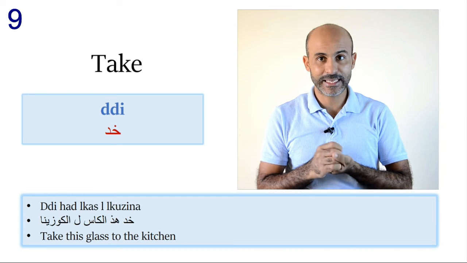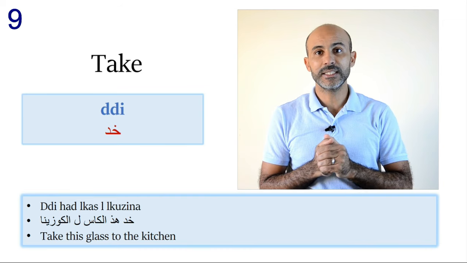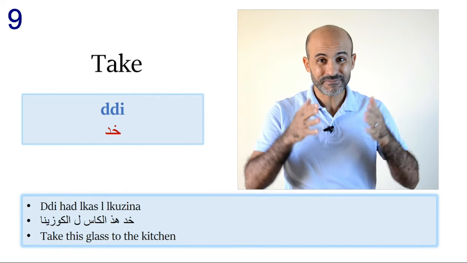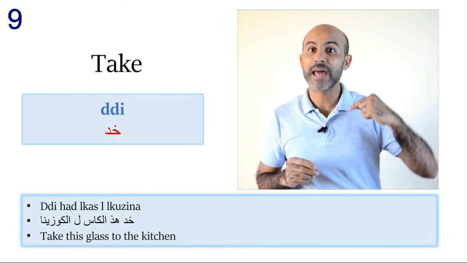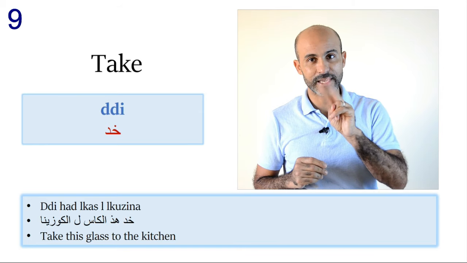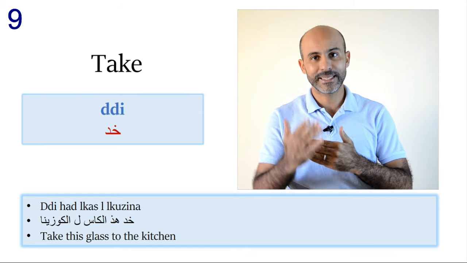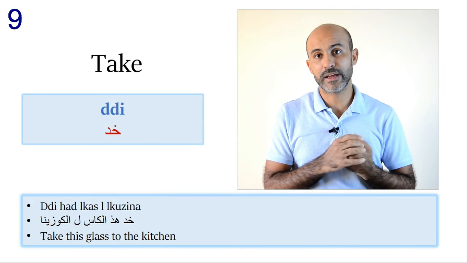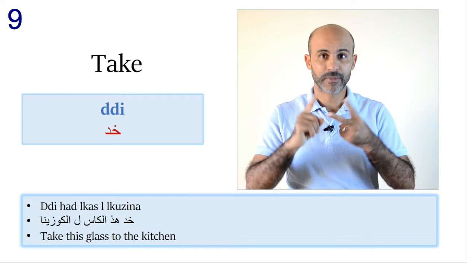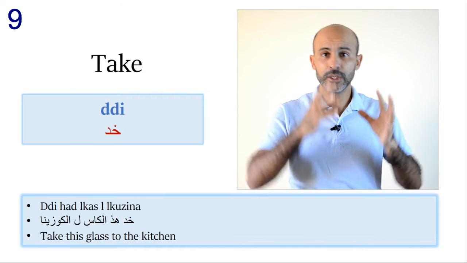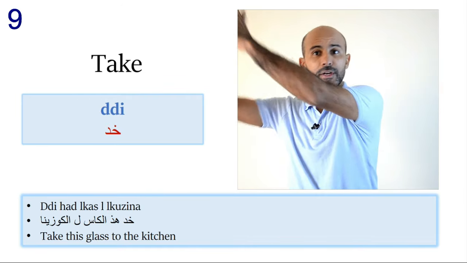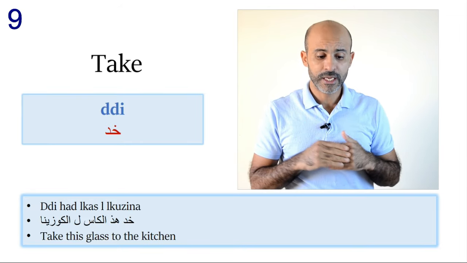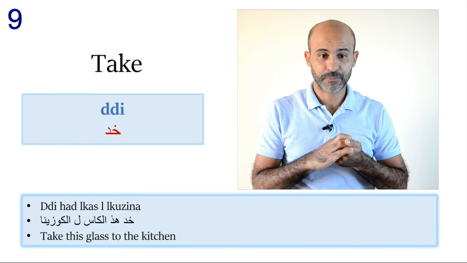دي هاد الكاس للكوزينة. The Arabic script says another verb which is خود, and it has the same meaning. خود هاد الكاس للكوزينة. It's just a mistake from my part, but it's also good because you will have two verbs. So دي and خود have the same meaning, to take something from here to another place. So دي هاد الكاس للكوزينة, or خود هاد الكاس للكوزينة.